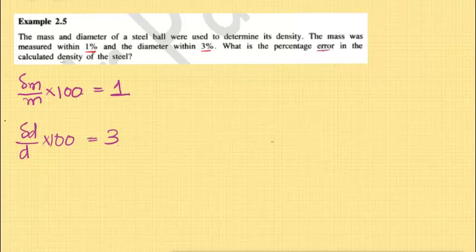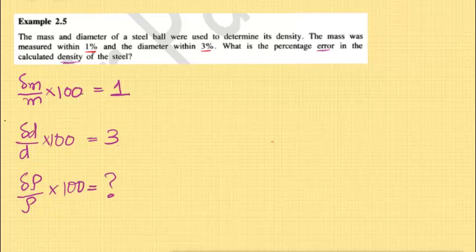And now what I'm supposed to calculate is the percentage error in the calculated density of the steel. So again we are going to use the formula of density, and what the examiner expects from me is to calculate the percentage error in the calculated value of density. So this is the error in density. If I divide it with the actual value of density and multiply it with 100, this will be the percentage error in density, and this is something that I am supposed to calculate.